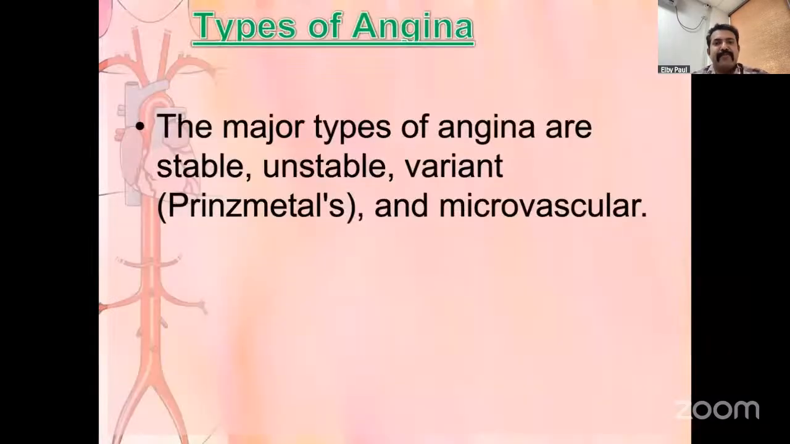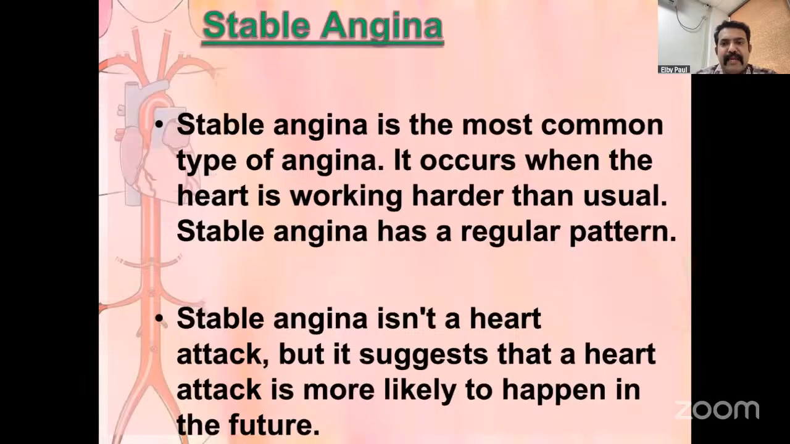Okay, the major types of angina: stable, unstable, variant, and microvascular. These are the types of angina. Coming to stable angina, it is the most common type of angina. It occurs when the heart is working harder than usual. Stable angina has a regular pattern.